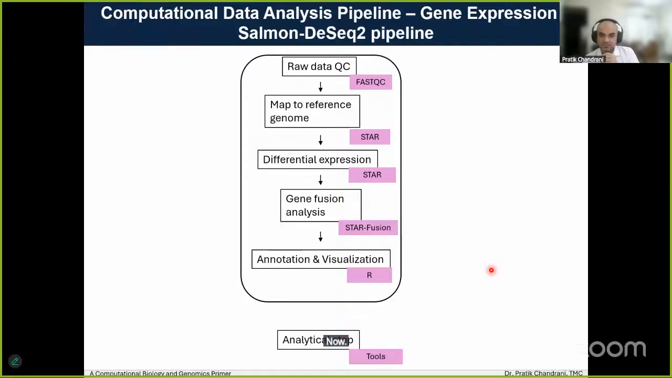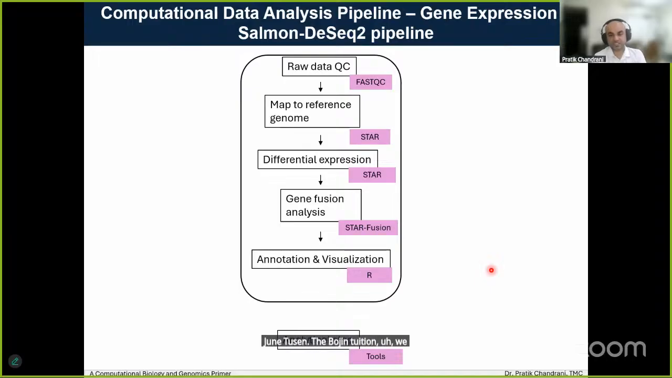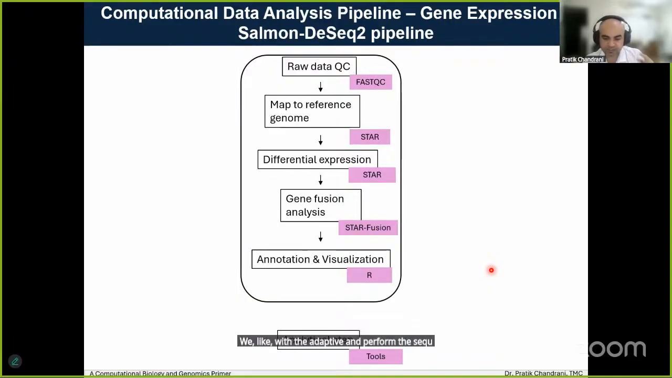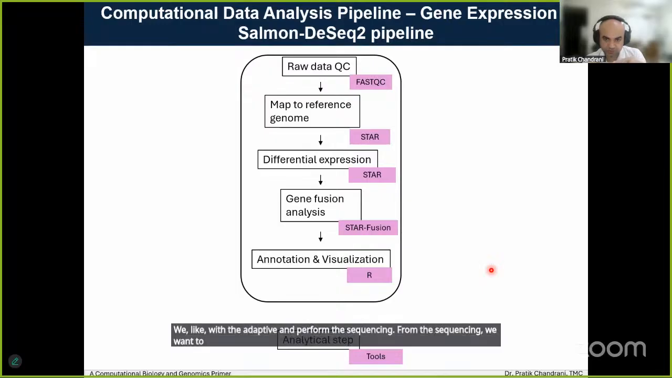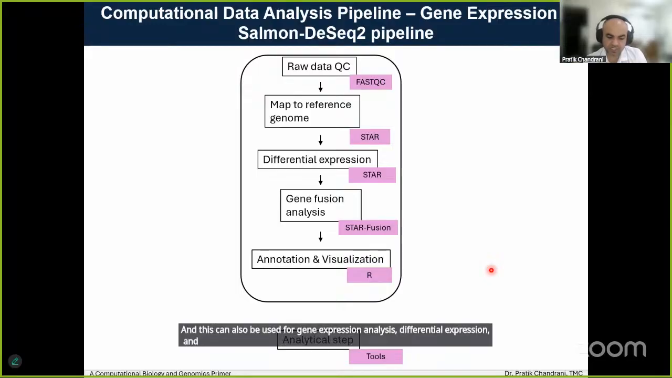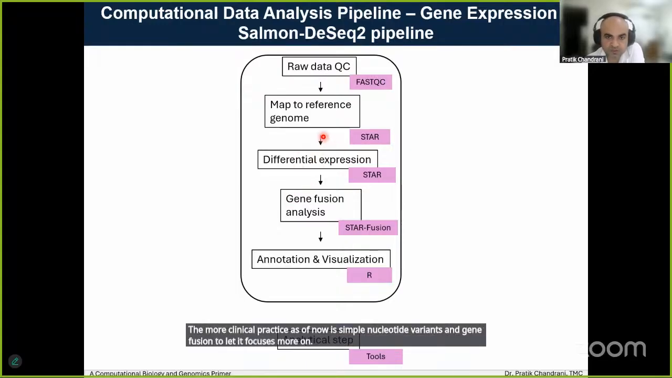Now let us quickly see another type of variant that we commonly find in clinical practice, which is gene fusion. So for gene fusion, we use transcriptome sequencing. So we get started with RNA, we convert it into cDNA, chop them up, similar to what we do with the DNA. We ligate the adapters and perform the sequencing. From the sequencing, we want to find gene fusions, and this can also be used for gene expression analysis, differential expression, and various other things as well. But the most common clinical practice as of now is simple nucleotide variants and gene fusion. So let us focus more on the relevant part.